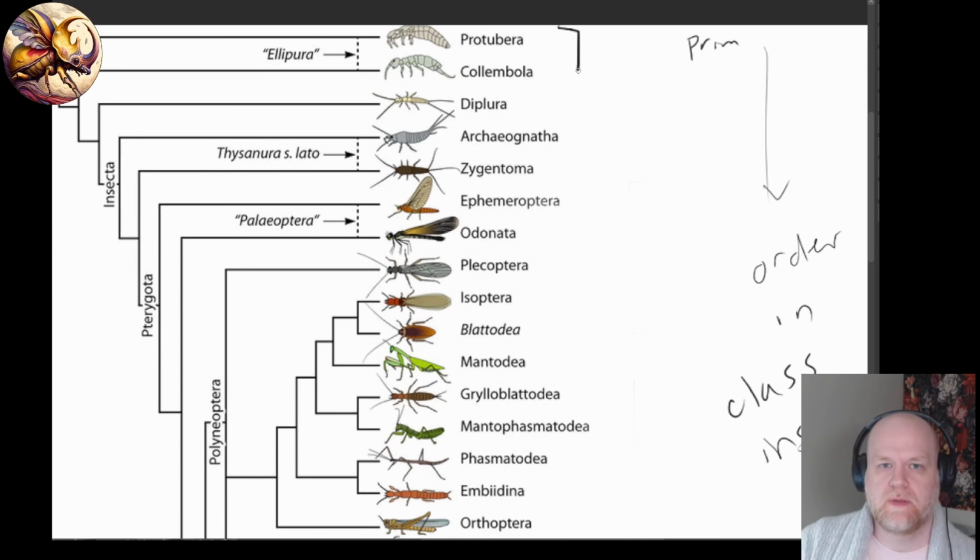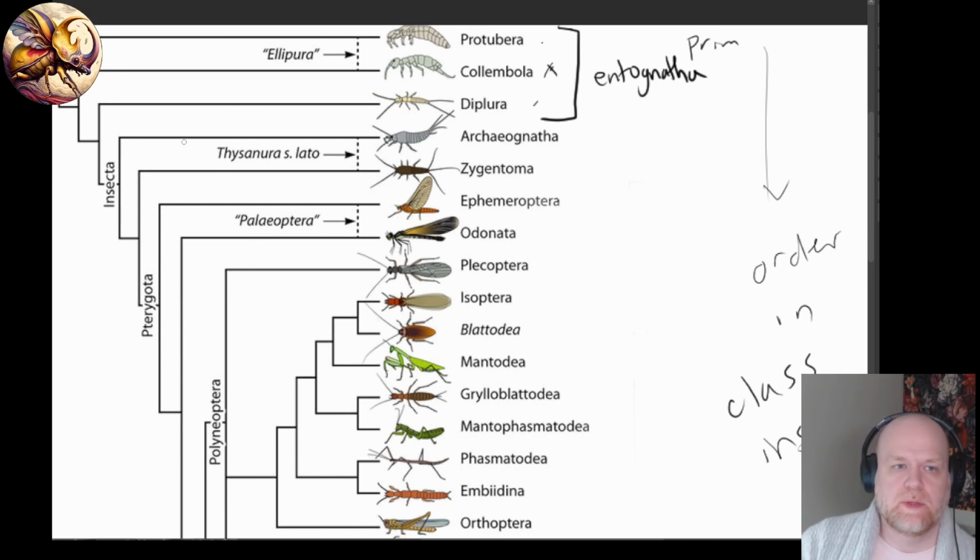So if we zoom in here, you'll see things that you've already heard me talk about. Starting up here, these are the Entognatha. So we talked about these last time. You have the Protura, the Collembola, and the Diplura. And we talked a lot about the collembolans. But these aren't the real insects. So the real insects start here at this branch. Maybe I'll do this in blue, or blue-green.